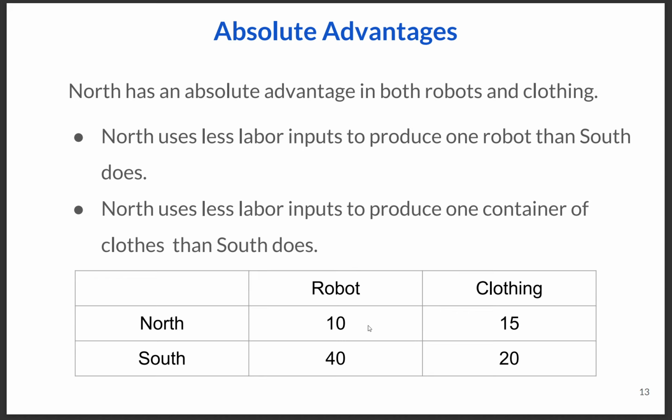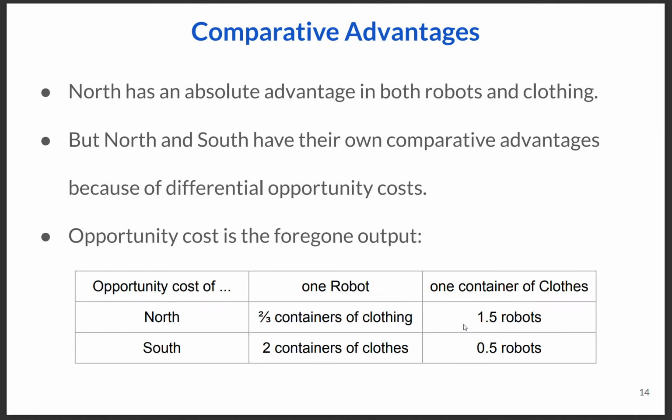Recall that the labor inputs required for each unit of product in each country are listed in this table. To produce 1 more container of clothes, the North needs to give up producing 1.5 robots. The South needs to give up only 0.5 robots. Another way to put it: the opportunity cost for the North to produce 1 unit of clothing is 1.5 robots.